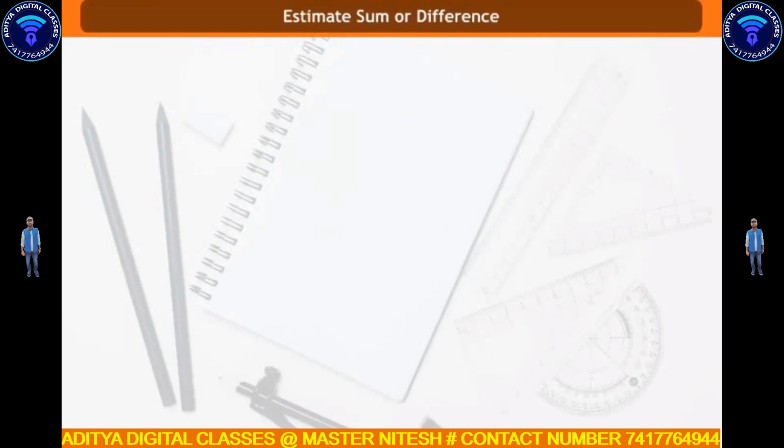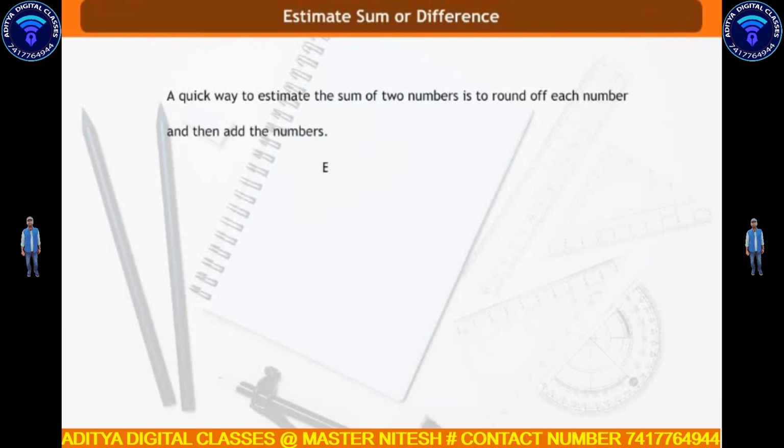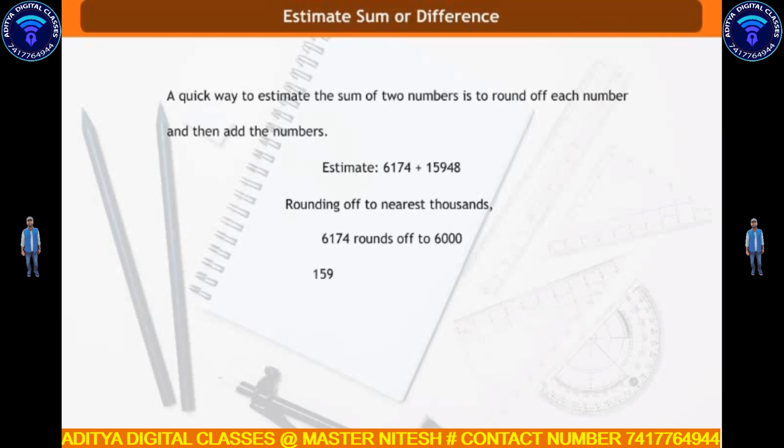Estimate sum or difference. A quick way to estimate the sum of two numbers is to round off each number and then add the numbers. For example, let us estimate the sum 6,174 plus 15,948. Rounding off to nearest thousands, 6,174 rounds off to 6,000 and 15,948 rounds off to 16,000. So the estimated sum is 16,000 plus 6,000, which is equal to 22,000.